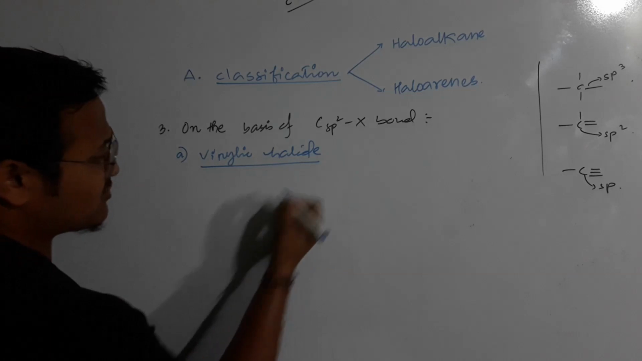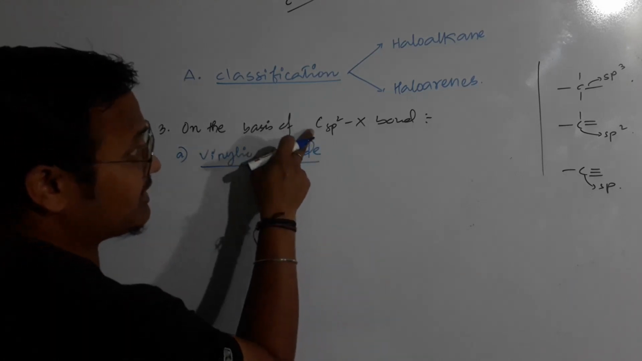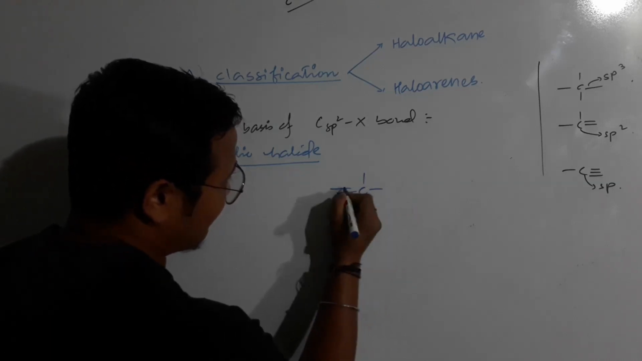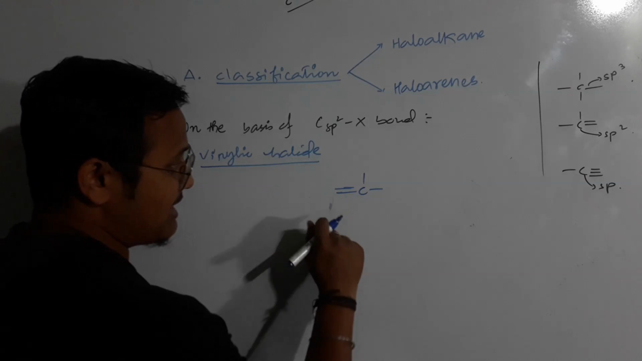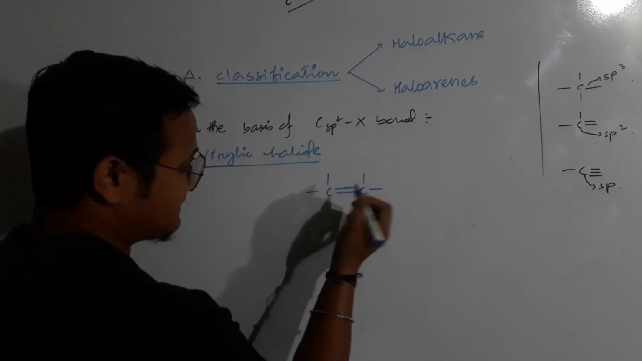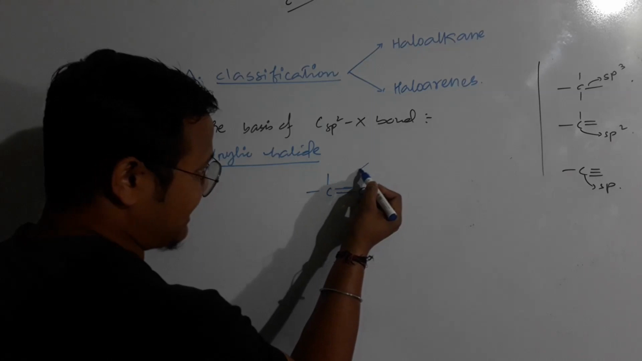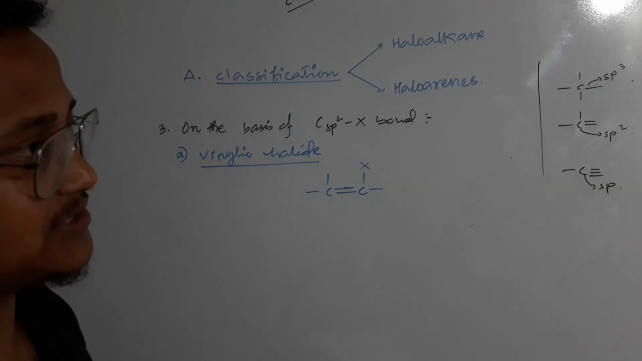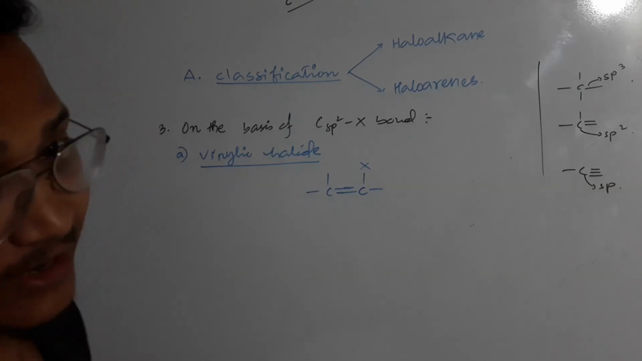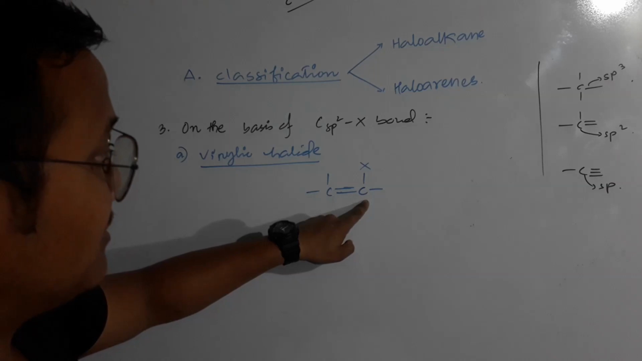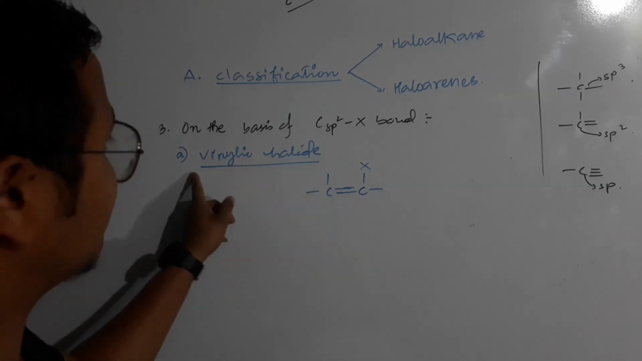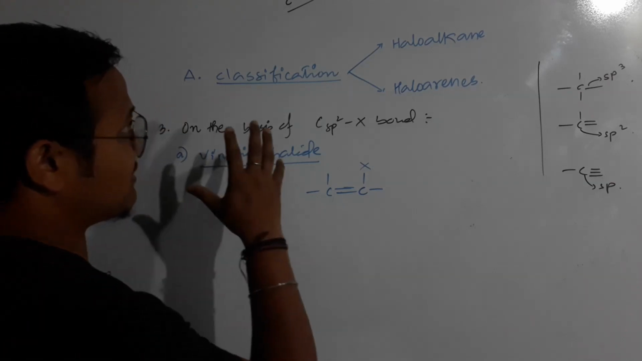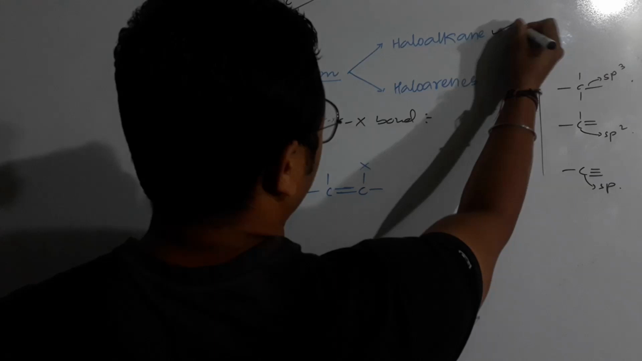Now in the case of vinylic, what exactly happens is that, look here, this is what we have written, sp2. So when it is sp2, that means definitely a double bond is formed, right? So in this case, the halogen atom will attach directly to your sp2 hybridized carbon atom. That's it. So those alkyl halides or haloalkanes where the halogen atom is directly bonded with an sp2 hybridized carbon atom are known as vinylic halide. Isn't this easy, guys? So this is all about the classification of haloalkane.